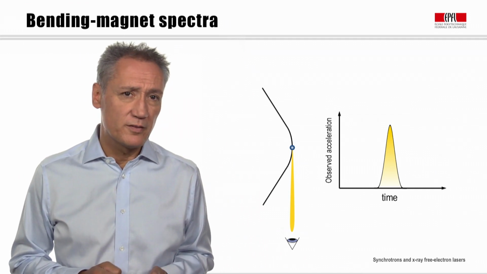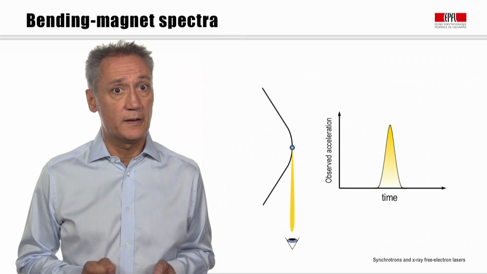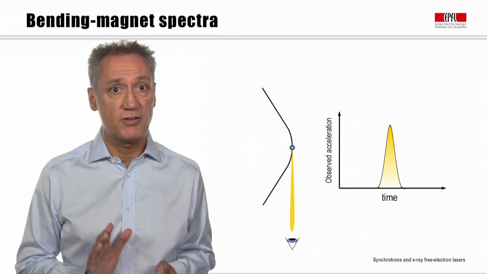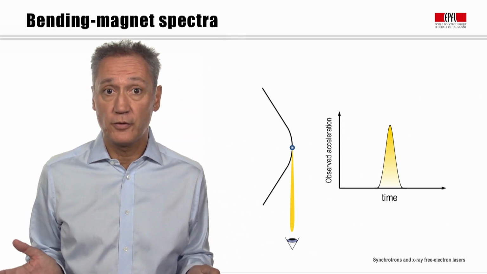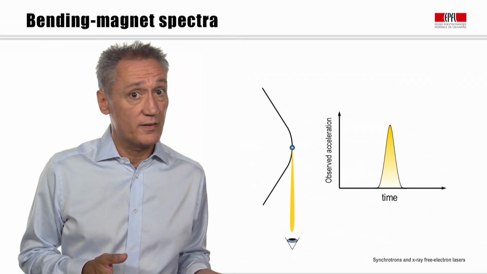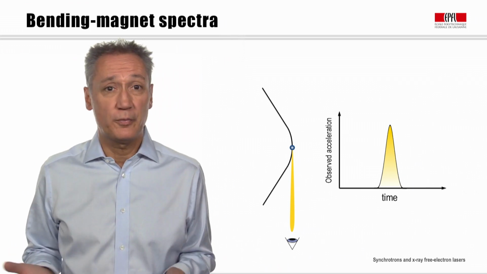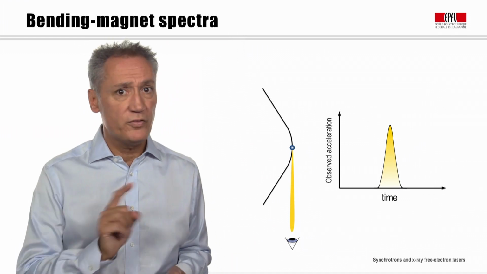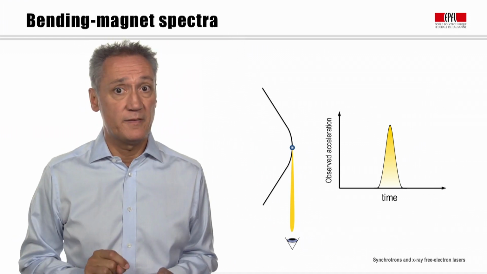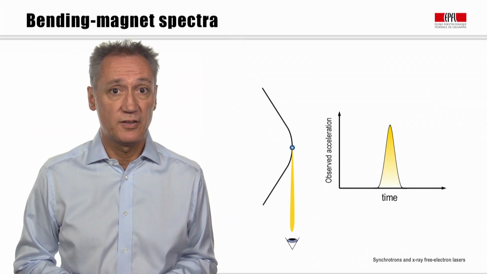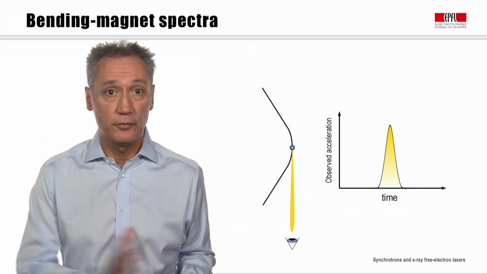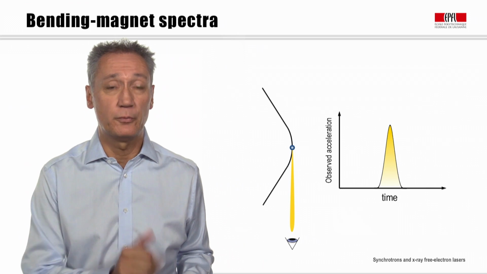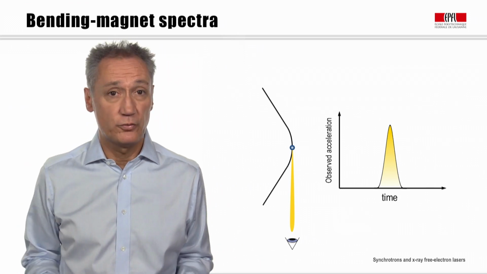From her perspective, the electron is first moving along the straight section upstream of the bending magnet with constant velocity. It's not being accelerated, so we shouldn't expect her to see any radiation, and indeed she doesn't. But once the electron enters the gap between the dipole of the bending magnet, it experiences a pulse of centripetal acceleration towards the center of the ring due to the magnetic field.